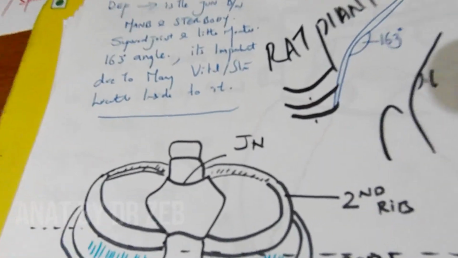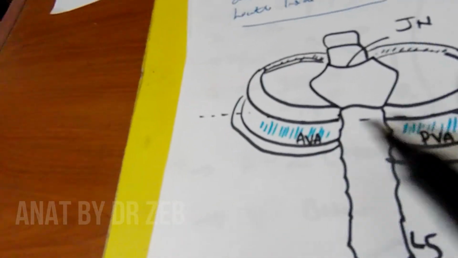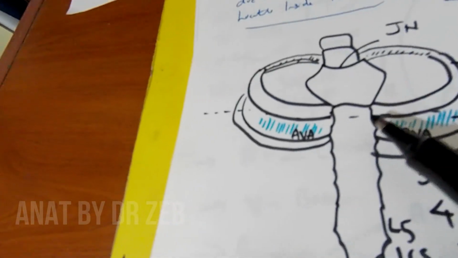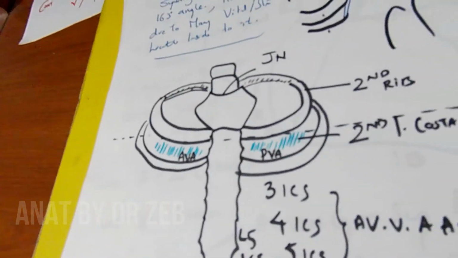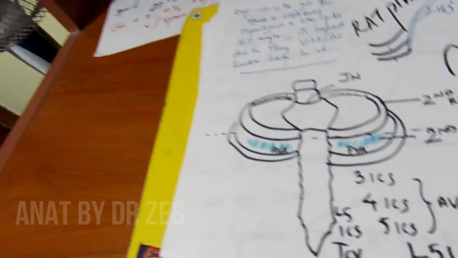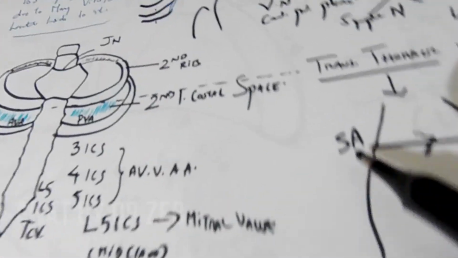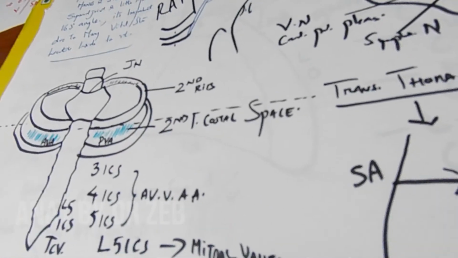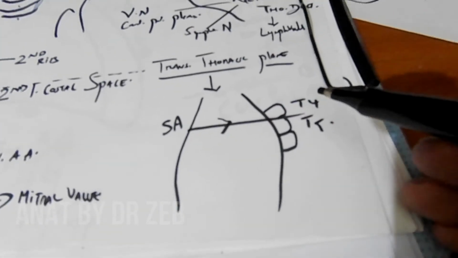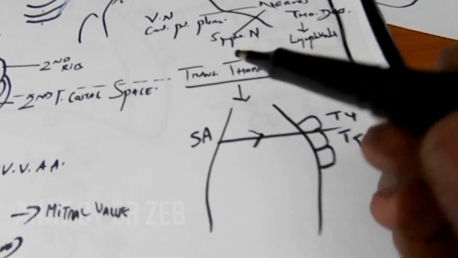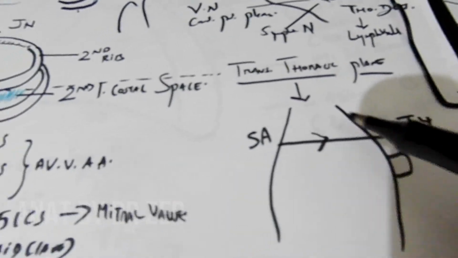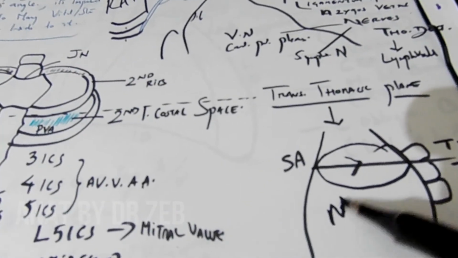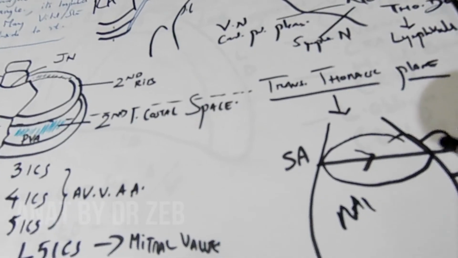One vital thing I need to tell you: can you observe there's a line crossing here from this region? This is called the back side. If I show you from this side, this is the front of the sternal angle. From the sternal angle, a line goes backwards between T4 and T5. So from the sternal angle, a line goes between T4 and T5. This is called the transthoracic plane. All the structures of the RAT plane are located in the transthoracic plane.